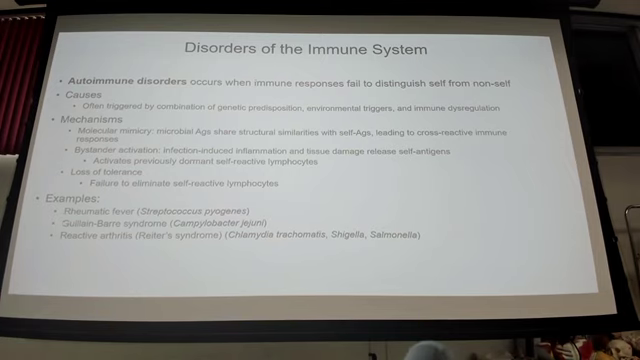And then finally, reactive arthritis. There's a bunch of things that can cause reactive arthritis. Chlamydia trachomatis, the STI form of Chlamydia trachomatis, Shigella, Salmonella, enteric pathogens, that can all cause unintended, inappropriate immune targeting.